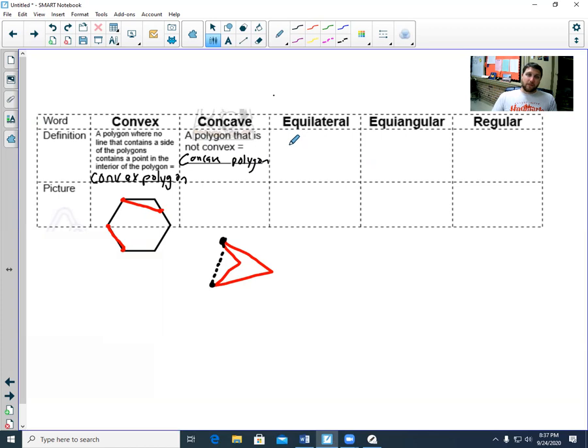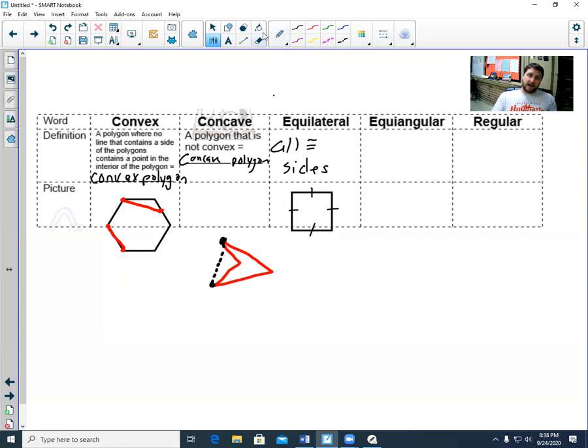An equilateral polygon is a polygon with all congruent sides. So it's where every single side in the polygon is the exact same. I can pick any one of these up here because these are actually all perfect polygons, but let's pick a square like this. And you'll notice that all of these sides are all the exact same. So that is an equilateral polygon.